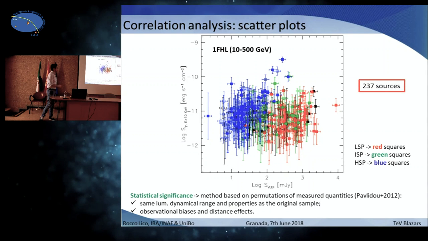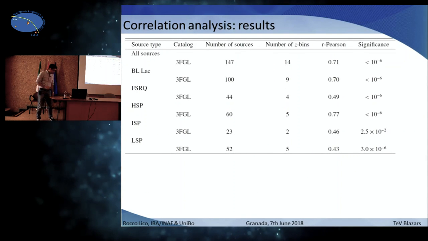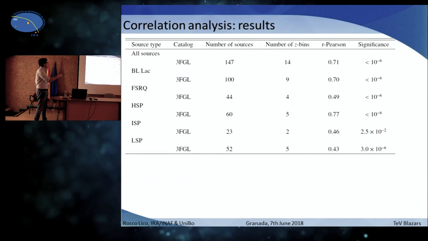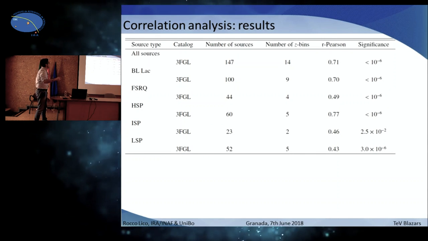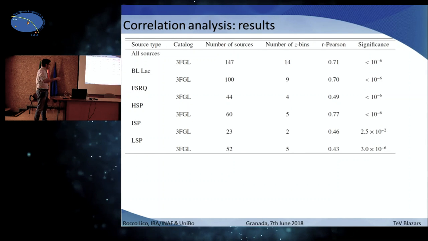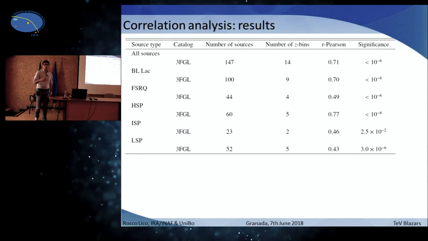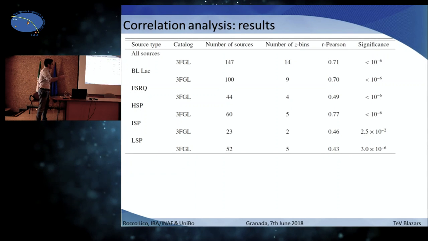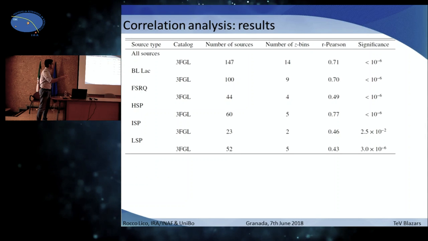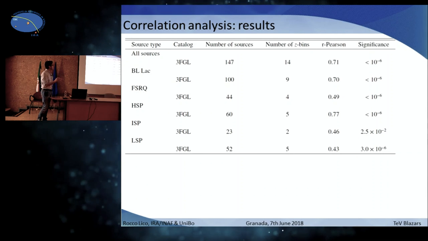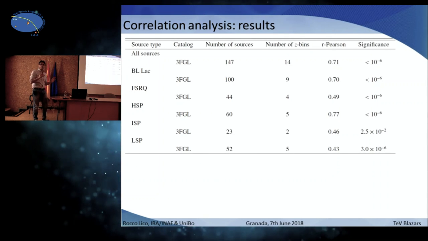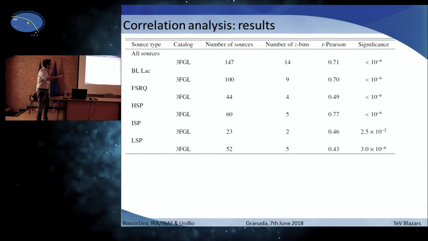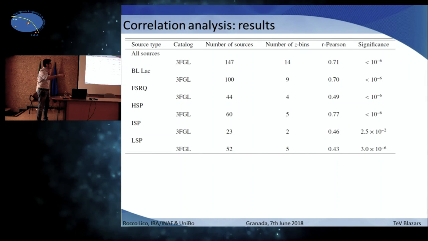Okay, let's quantify what we just did. These are the results using this first catalog. In this table, the first column gives the blazar subclass that we are considering for looking for the correlation. Here we have the energy range. Here we are only showing the results for the VFGL, so between 100 MeV and 300 GeV. And here are the correlation coefficient value and the significance, the p-value.